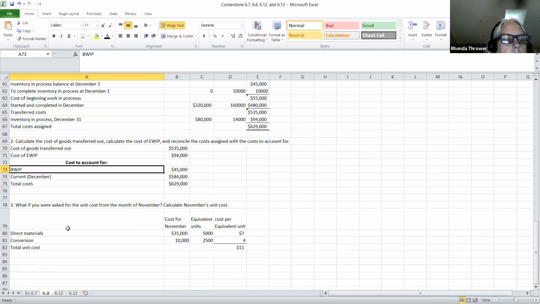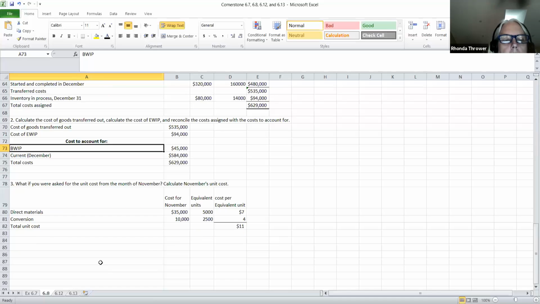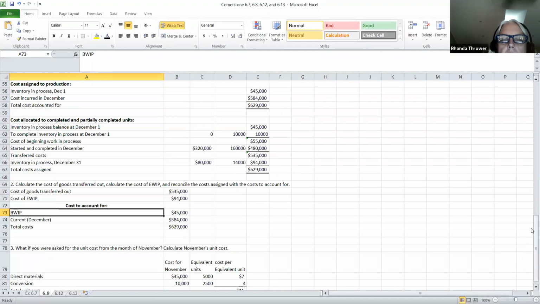Part 3, what if you were asked for the unit cost for the month of November? So what we were doing up here is the month of December. They're asking you to go back and recalculate the cost. And so what we're going to do is look at our direct materials cost for November. They gave us this information.